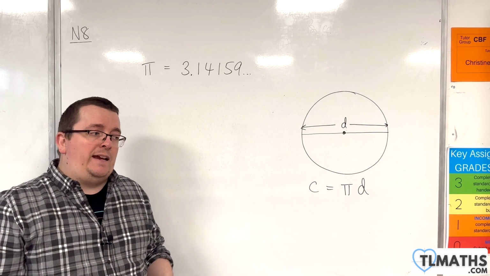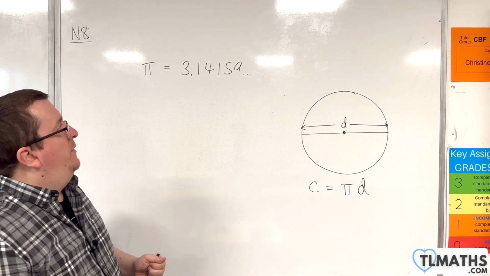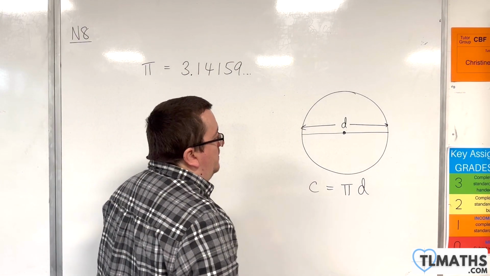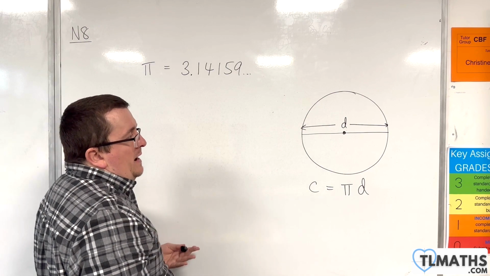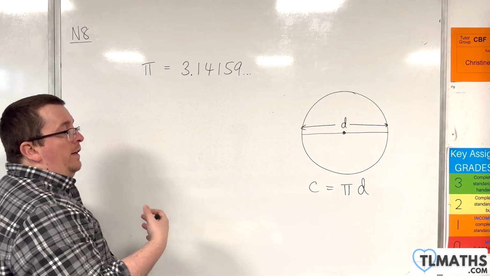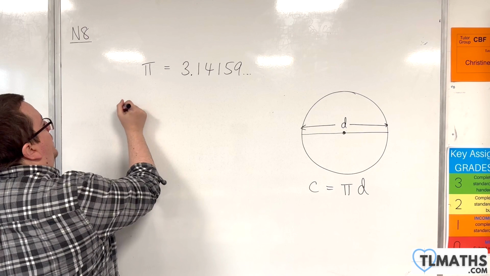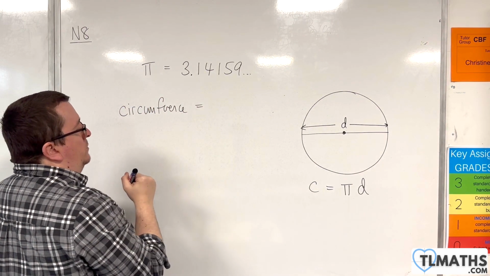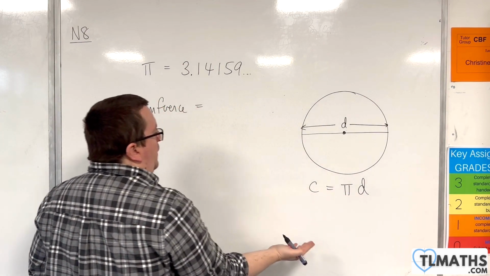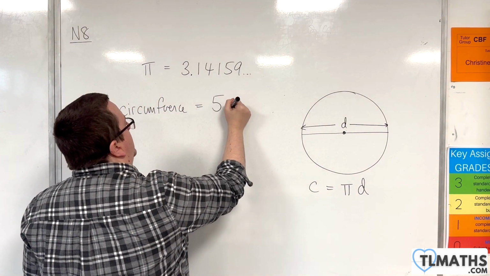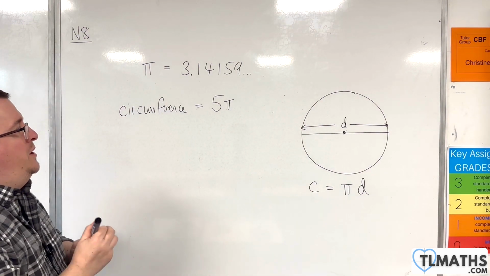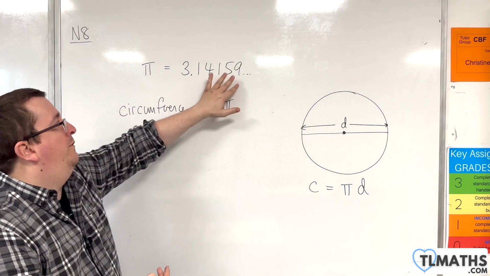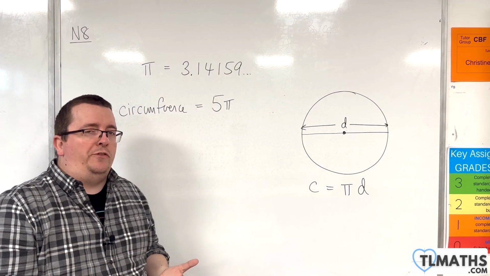And as part of that, what we like to do is to be able to write our answers exactly. So rather than plugging this into our calculator and multiplying it by the diameter, maybe I could just go, well, if the diameter is equal to, let's say, 5, then the circumference of my circle will be pi times 5, or 5 pi. So I can write the circumference exactly rather than substituting 3.14159 into that and working out an approximation.